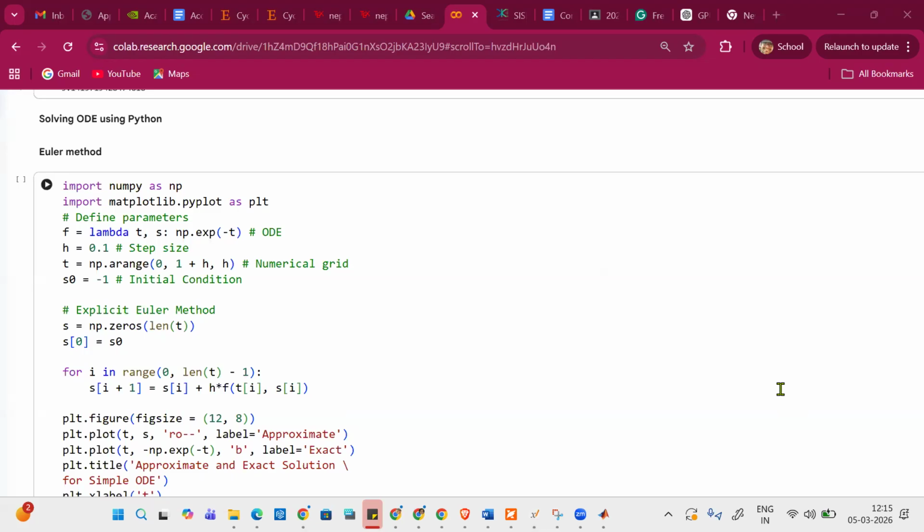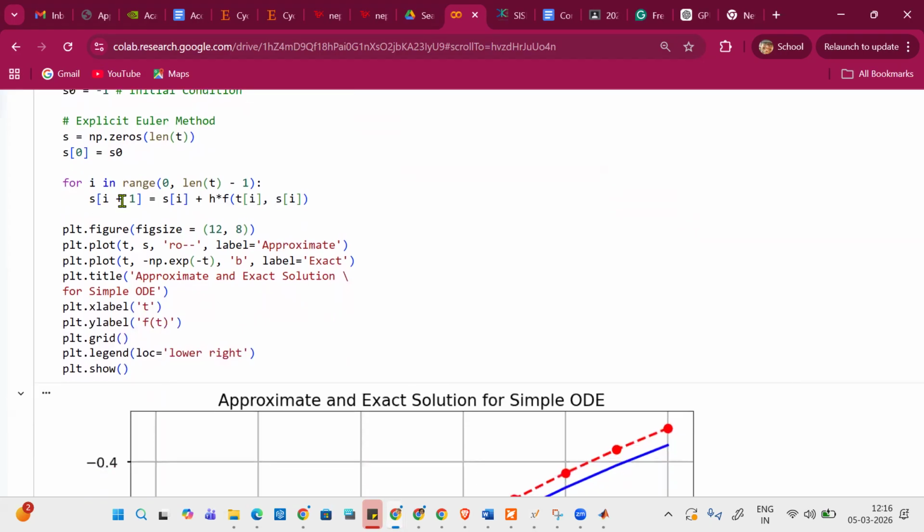You can see h equal to 0.1 is my step size. And I am doing a range from 0 to 1 plus h, in terms of the step size h. So I am creating an equispaced grid in the t direction, the same thing we did in our x direction. Then this is the initial condition, s0 equal to -1. So at t equal to 0, the u value is -1. Therefore it is an initial value problem and we can apply our Euler method here. Understood?